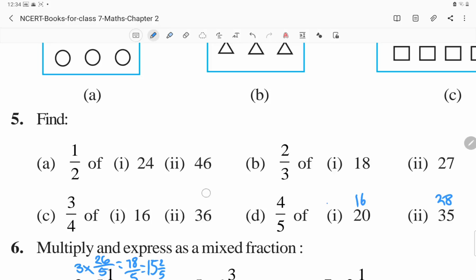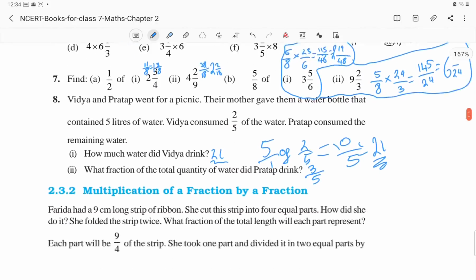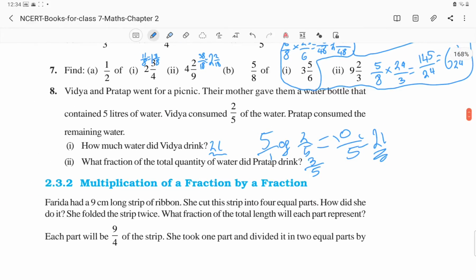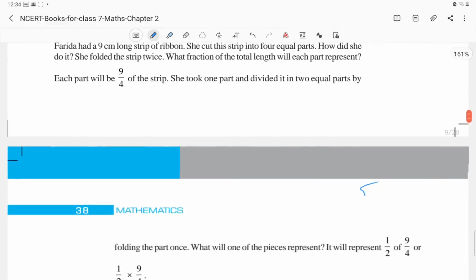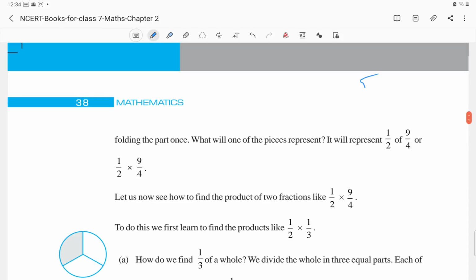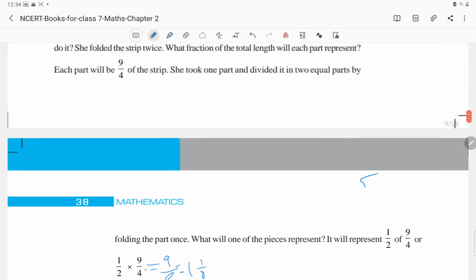We're going to do this as well, which is the odd ones that we learnt as well. Okay, and then multiplication by a fraction is just the same thing. Half times 9 by 4. Look, 9, 8, sorry, which is 1 and 1 by 8. See how easy that is?